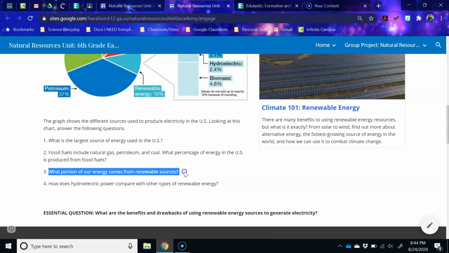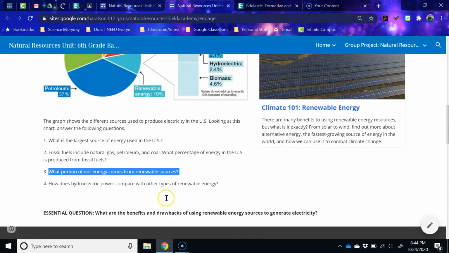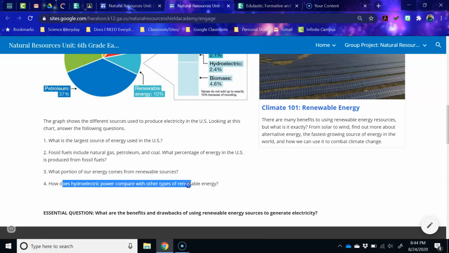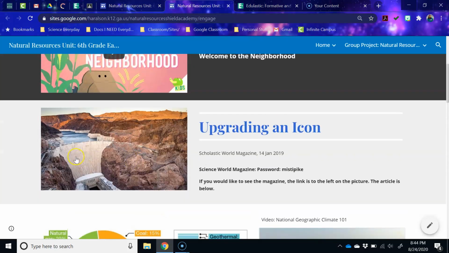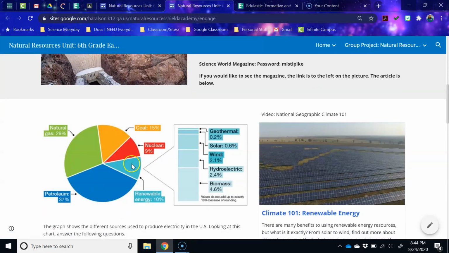Number 3, what portion of our energy comes from renewable sources? So we look here, what does it say? That's right, 10%. How does hydroelectric power compare with other types of renewable energy? Well, the reason they're asking about hydroelectric is because this is hydroelectric energy. This is what the Hoover Dam is. So hydroelectric, at the point that this article was published, was 2.4.